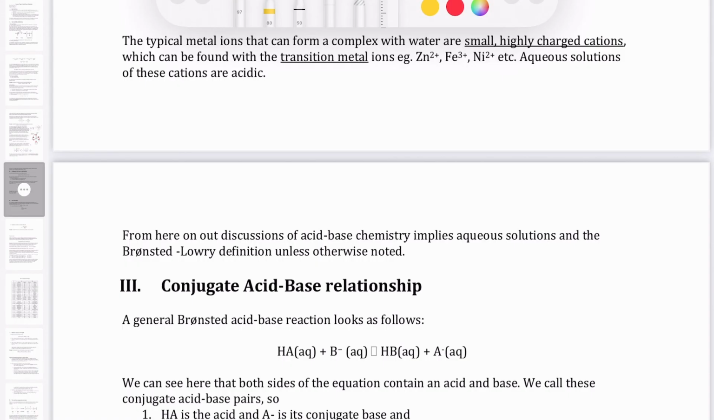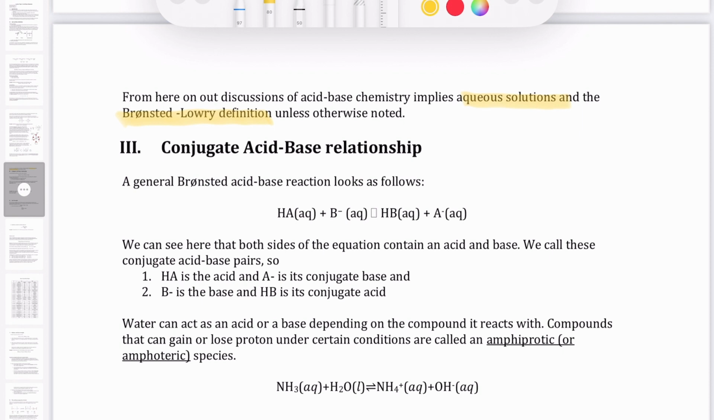So we discussed the three different definitions of acids and bases, but from here on out, our discussion will mainly focus on aqueous solutions and using the Bronsted-Lowry definition. Sometimes we would use the Arrhenius definition to simplify some of the writing, but generally speaking, what you should imagine about acid-base reactions is based on the Bronsted-Lowry definition. Another important thing in the Bronsted-Lowry definition that we need to highlight is something called the conjugate acid-base relationship.